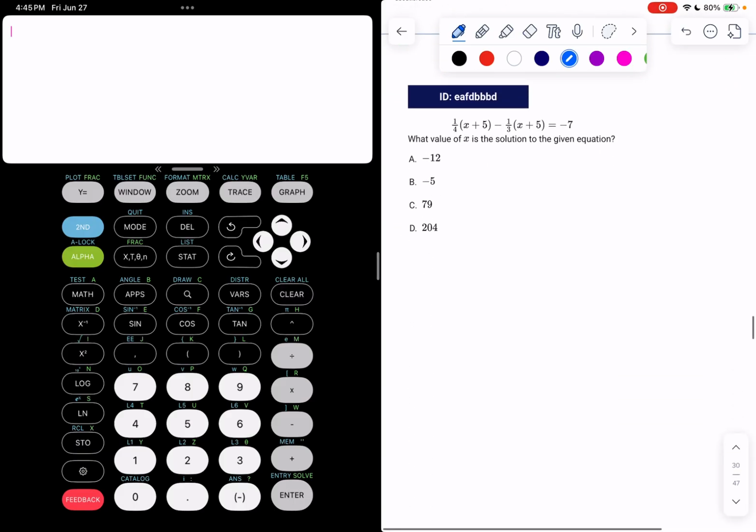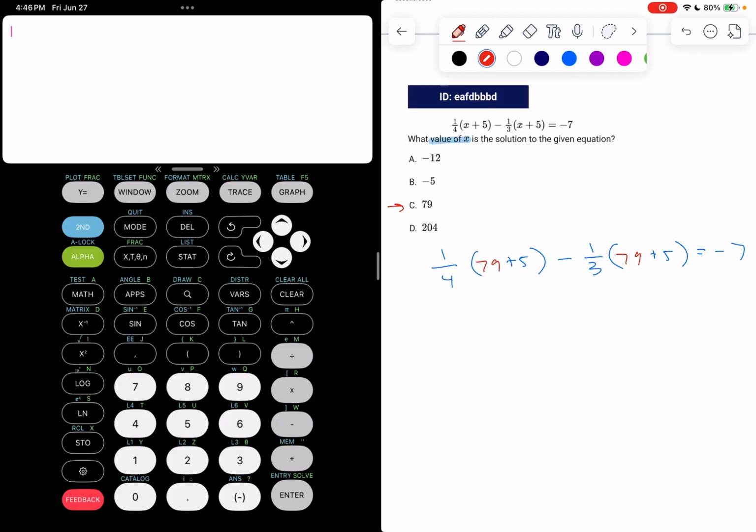All right, let's try the next one. So here we're looking for, what value of x is the solution to the given equation? Okay, let's find out. What do we want x to be? Well, x could be any of these guys. So let's start in the middle. We have 1/4 x plus 5. I'm going to leave a little blank space for my x, plus 1 over 3x plus 5. And that's supposed to equal -7 when I pop my x in. So let's try 79 to start. That looks like a promisingly weird number.